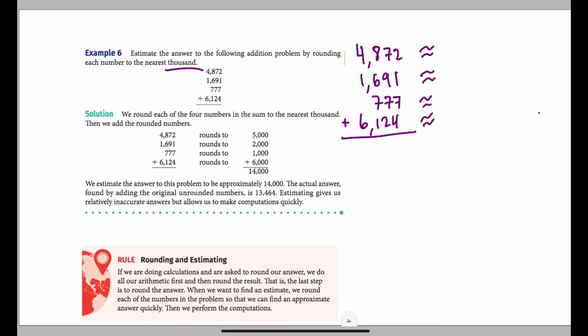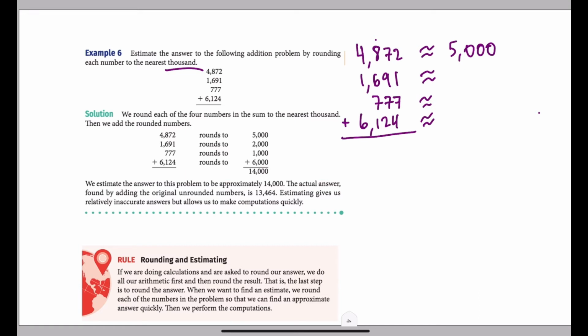So in this case, 4,872. Well, I want to round to the nearest thousand, which is where the 4 is, I look at the neighbor number, which is where the 8 is. 8's a big number, so that's going to push my 4 up to a 5. So 4,872 is pretty close to 5,000 if I had to estimate. Right?